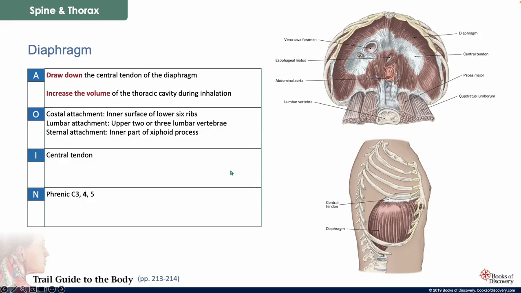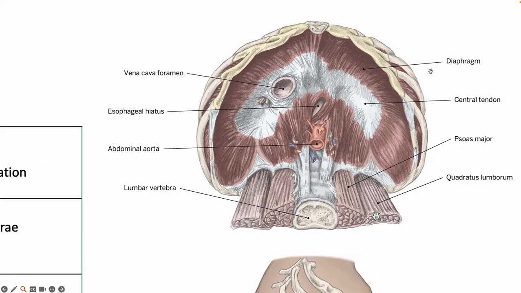Origin. The costal attachment, the inner surface of the lower ribs. Lumbar attachment would be the upper 2 or 3 lumbar vertebrae, and then the sternal attachment point would be the inner part of the xiphoid process. So if you see here, it's all attached to those ribs. And then it runs down and inserts onto something called the central tendon. Here's a picture of it. Really detailed, good stuff of how big that central tendon is inside of that diaphragm muscle.